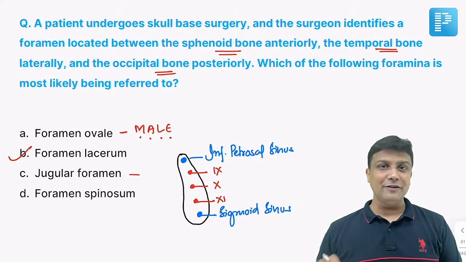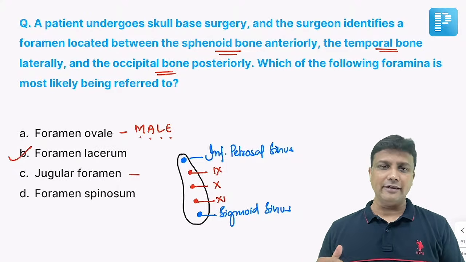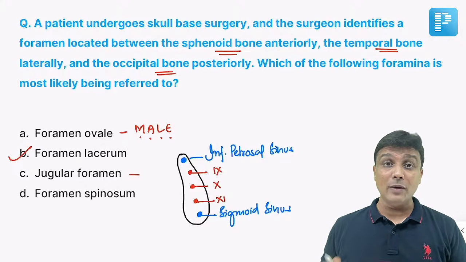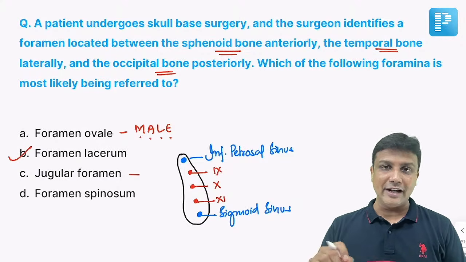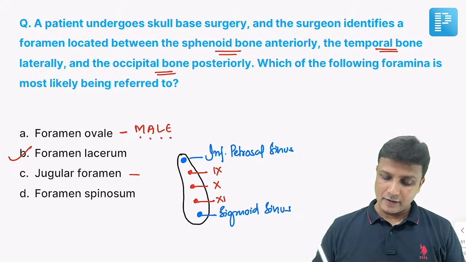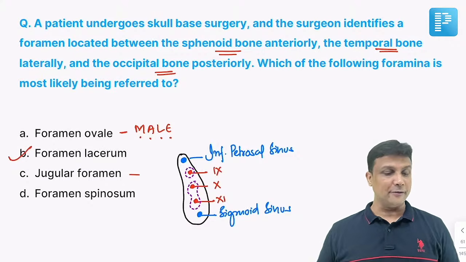Okay, the structures passing through the jugular foramen will be the inferior petrosal sinus, 9th nerve, 10th nerve, and the 11th nerve. Now, out of these three nerves, can anyone tell me, my dear friends, which will be present in a separate sheath here? Out of the 9th, 10th, and 11th, which is present in a separate sheath? Remember the ninth nerve, very nice. Glossopharyngeal nerve will be in a separate sheath, and 10th and 11th are present in the common sheath over there.